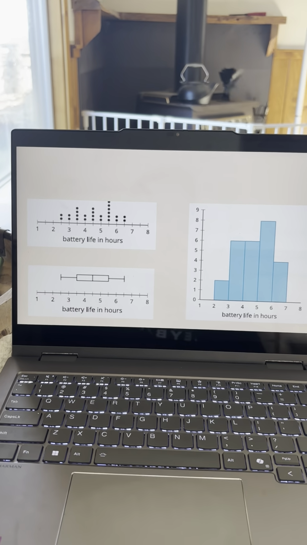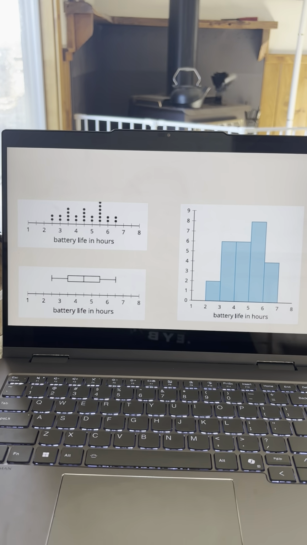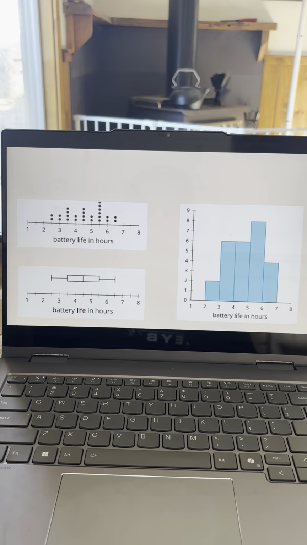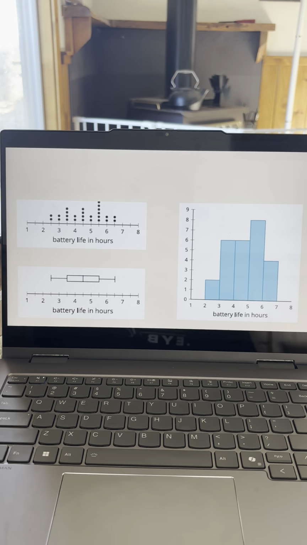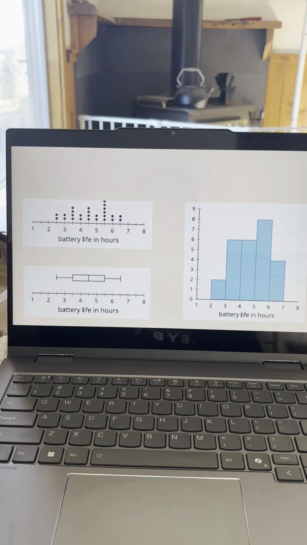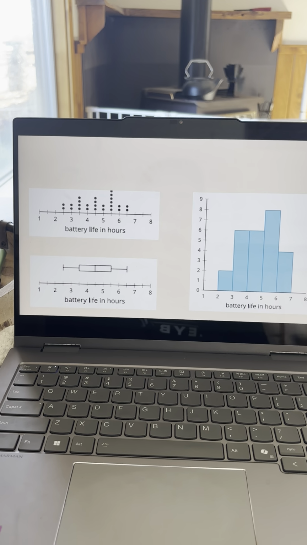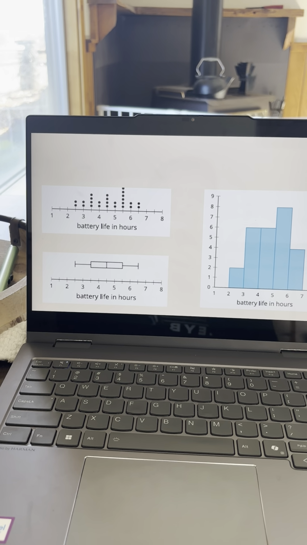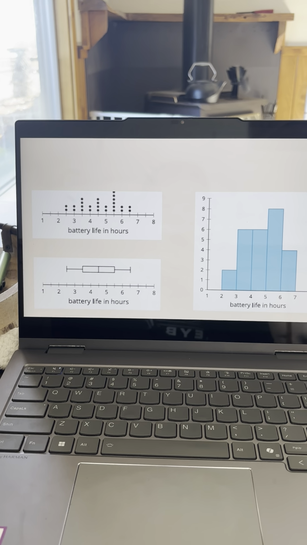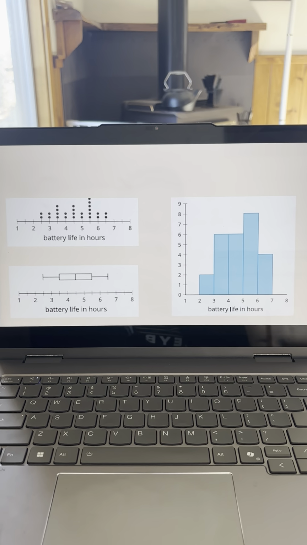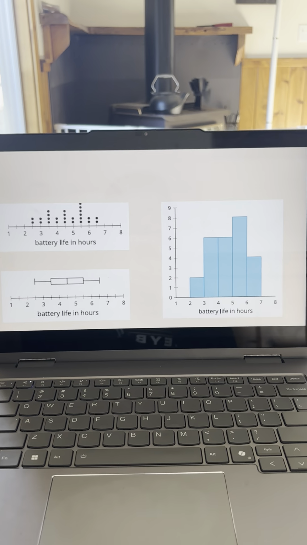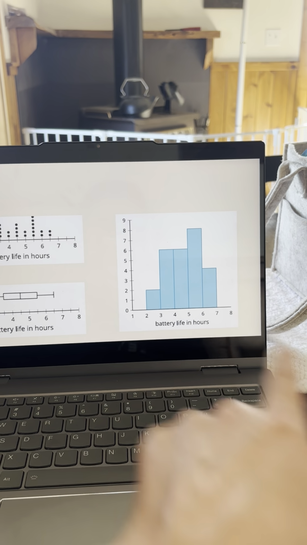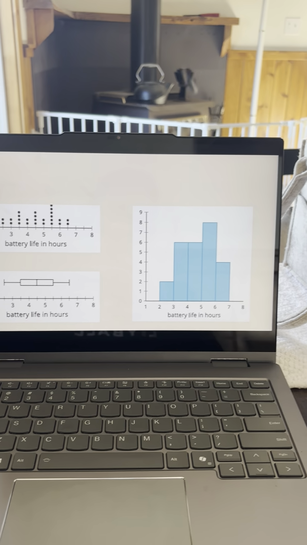So we talked about how, if we look at the dot plot, we can kind of see every single point, every single value that was used. But if we look at the box and whiskers plot, it kind of summarizes it using the minimum and the maximum and the median. And we'll talk about that more later in the next lessons. And then that histogram just kind of shows a general shape of the information.